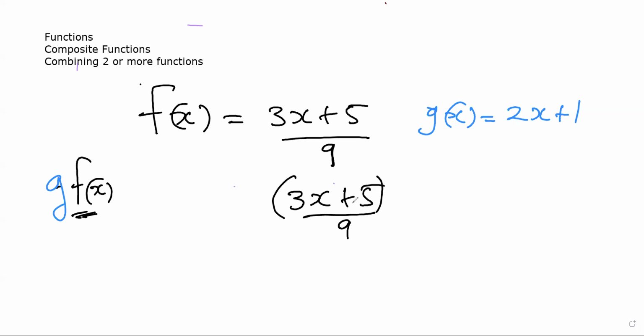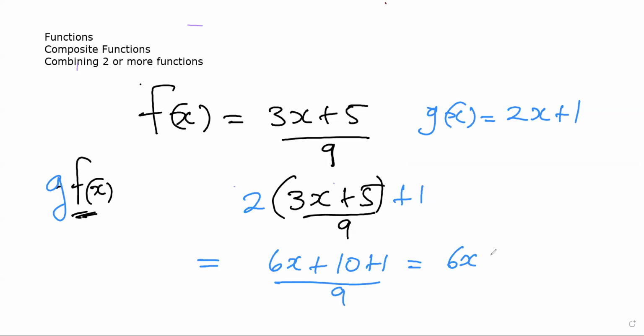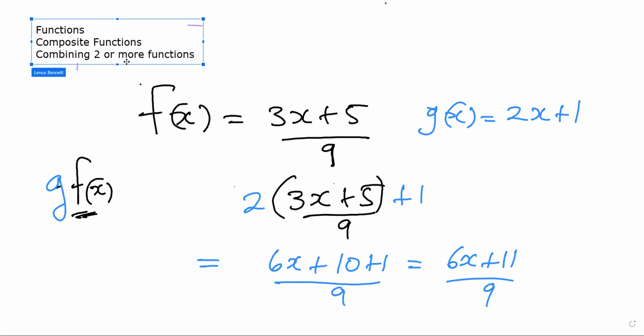Put that in bracket. The only thing we're interested in, guys, is really the top, where we are going to multiply. So it will be 2 and then plus 1. And then we can expand: 2 times 3 is 6, 2 times 5 is 10, and then we add the 1. So it's all over 9. So it will be 6x plus 11 all over 9. And that will be our answer.